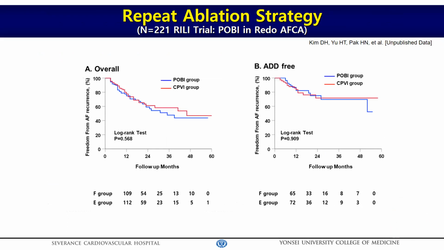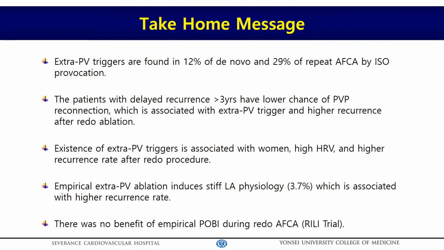Finally, I would like to present data of a RELY trial. RELY trial is a randomized clinical trial comparing PV isolation alone versus additional posterior box isolation. This is electrical isolation during the Redo procedures. Of course, we eliminated the documented extra PV triggers and documented the macro or micro reentrant atrial tachycardias. And this brief outcome shows no additional benefit of posterior box isolation, even in repeat ablation procedures.